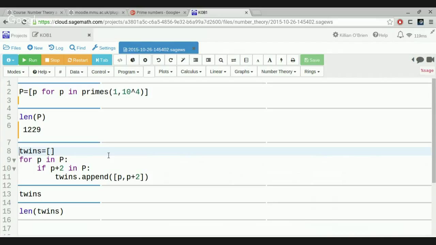Like 3 and 5, 5 and 7, 11 and 13. Okay, so there's lots of them early on, and they get less common. But by computer search, we have found many, many sets of twin primes.